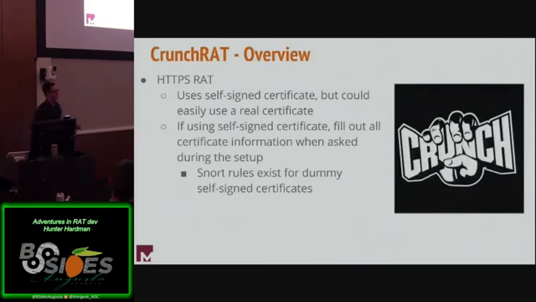All right, so this is the RAT that I came up with, CrunchRat. Don't ask me how I came up with that name. I don't even remember. But it's an HTTPS RAT. It uses self-signed certificates by default, but you could easily have this use a real certificate if you really wanted to. If you are using the self-signed certificate, I would highly recommend you fill out that information, because if you don't, it's going to get triggered by Snort on dummy self-signed certificates. So don't get caught like that. That's a really silly way to get caught.